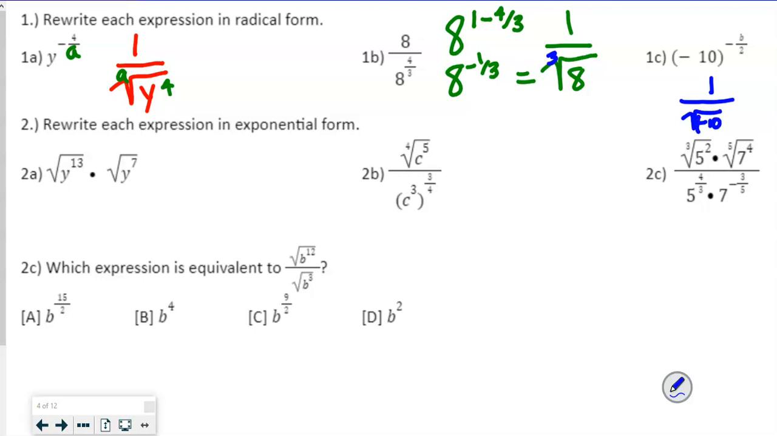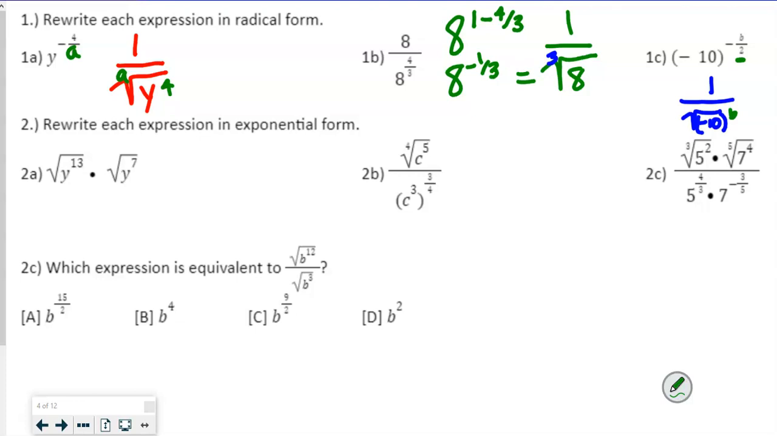So this last one over here, c, again, it's going to be 1 over the square root of 10, the square root of negative 10, sorry. And if there is nothing there as the index, that would be our 2, right? And then b is our exponent, okay? So the next one, number 2, a, b, and c, says rewrite each expression in exponential form.